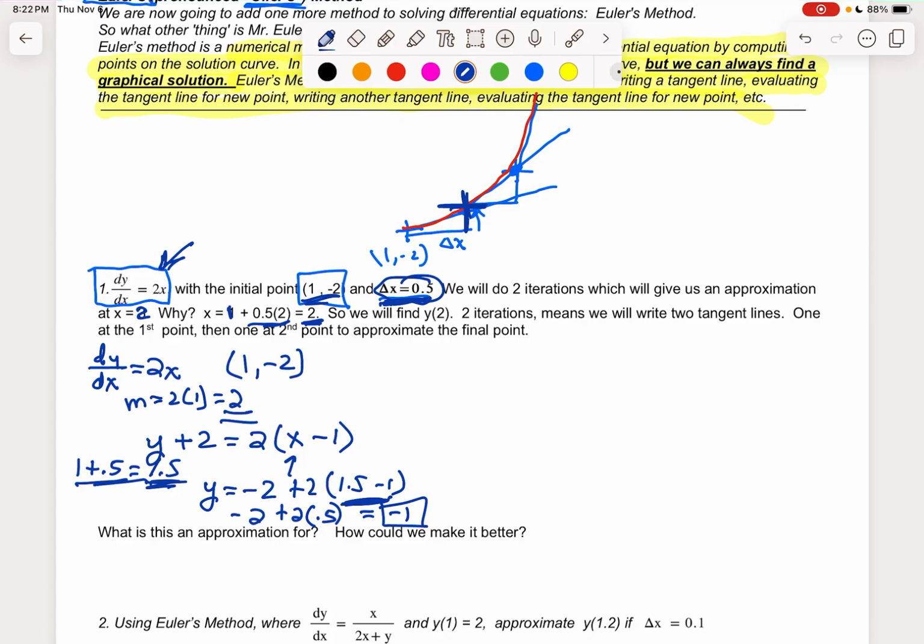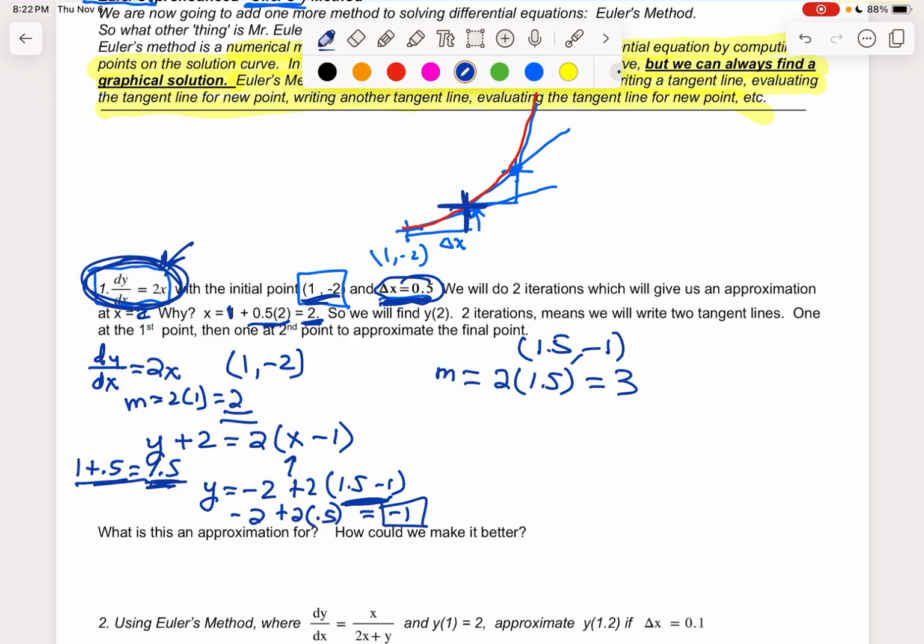So what is our new point? Our x was 1.5, and our y was negative 1. Now we still write our tangent line, so we have to find our new slope. I'm still using dy/dx equals 2x, so that's now 2 times 1.5. So my slope is 3.